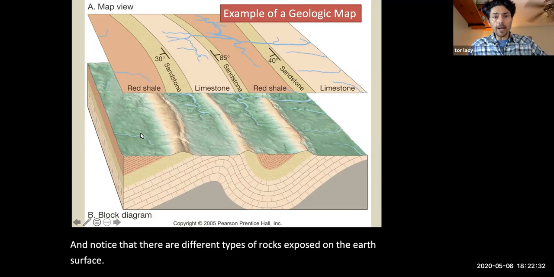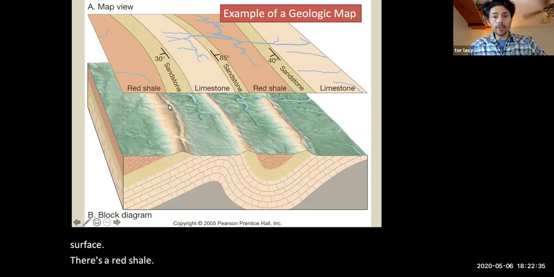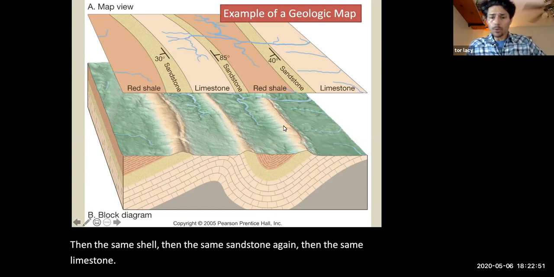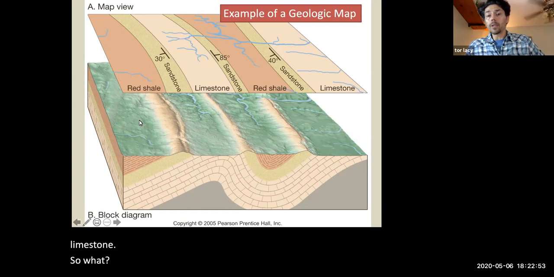There's a red shale, a light brown sandstone, a tan limestone, then the same sandstone, then the same shale, then the same sandstone again, then the same limestone. So what would explain that pattern?